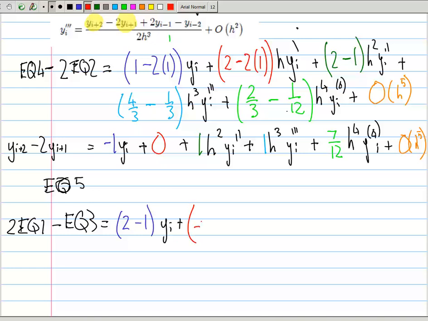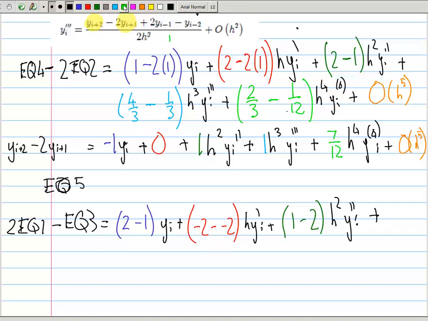The red, we'll end up with minus 2 minus, so it's going to be 2 times minus 1 minus 2 for this. And that's h y prime of i, plus we have our green term, which is 1 minus 2, and that's going to have h squared y prime prime attached.